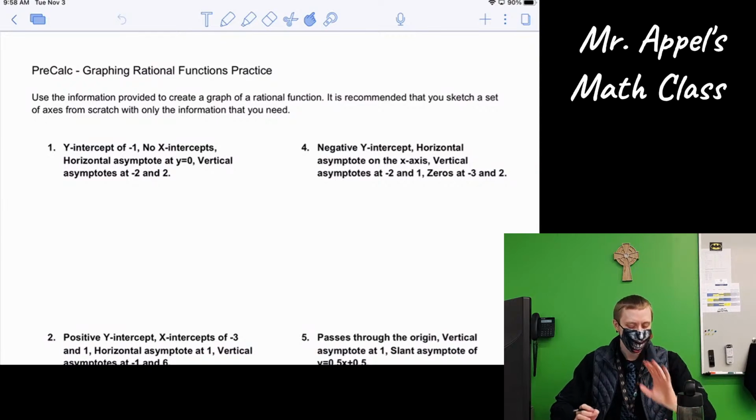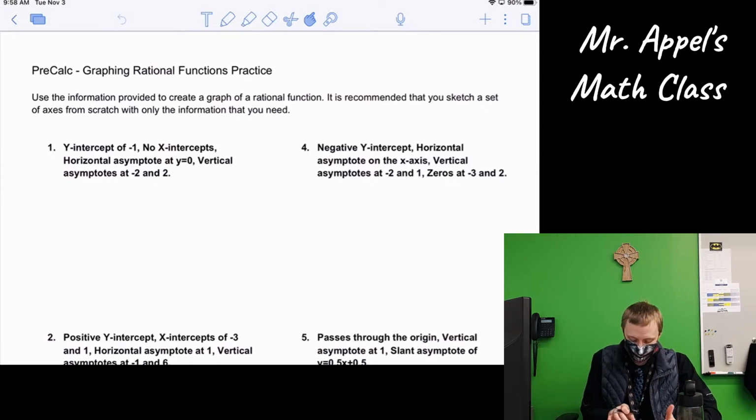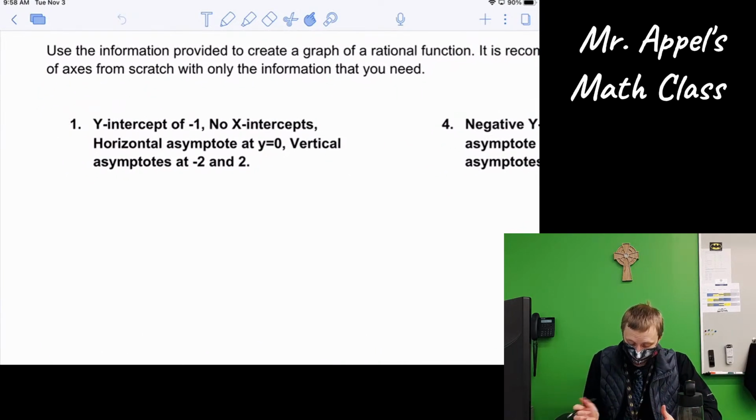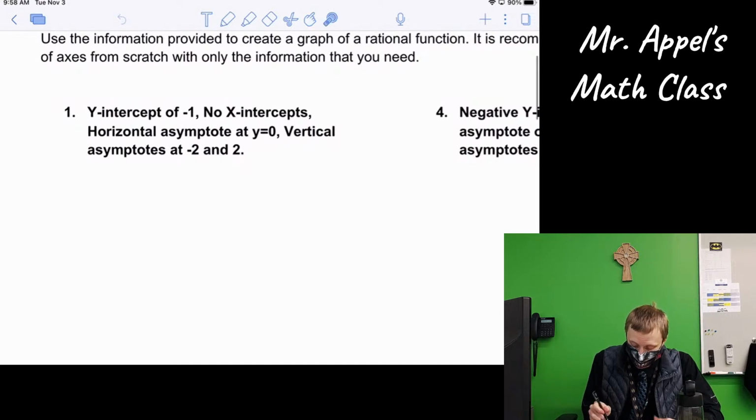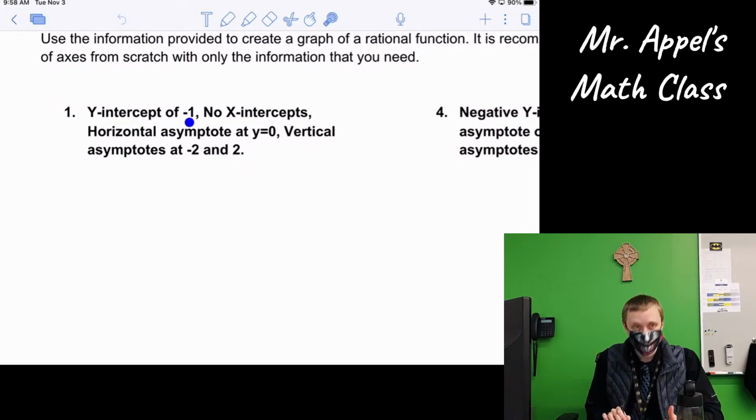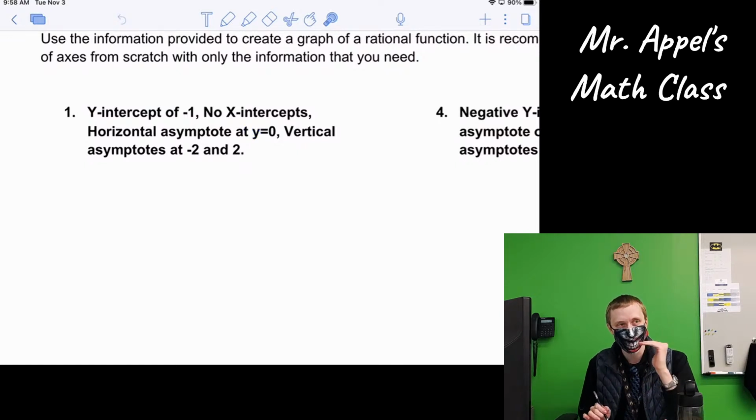Okay, so the best way to see this is by doing it. So let's take a look at number 1. We have a y-intercept of -1, no x-intercepts. That means my graph is not allowed to cross the x-axis at any point. I have a horizontal asymptote at y equals 0, and vertical asymptotes at x equals -2 and x equals 2. So I like this on -2 and 2. 2 lines.